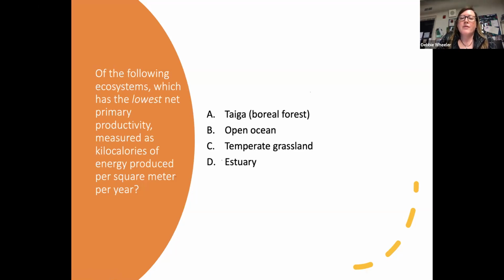All right, got a little over half. So is it taiga, is it open ocean, temperate grassland, or estuaries? I don't know, and I wish I could vote on this one, but I don't have the option to vote. So that's 1 minute. I'm going to close the polling in 3, 2, 1. Okay. Just to make sure we know, what is an estuary, by the way? What's another word for an estuary?